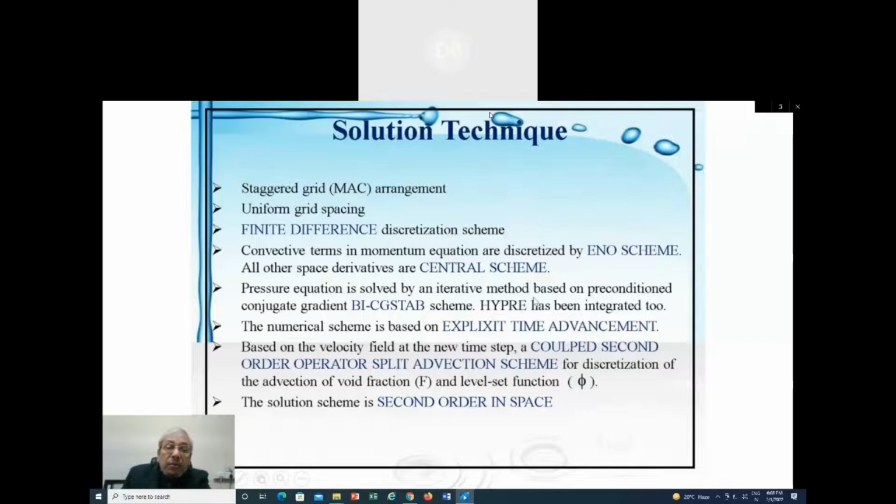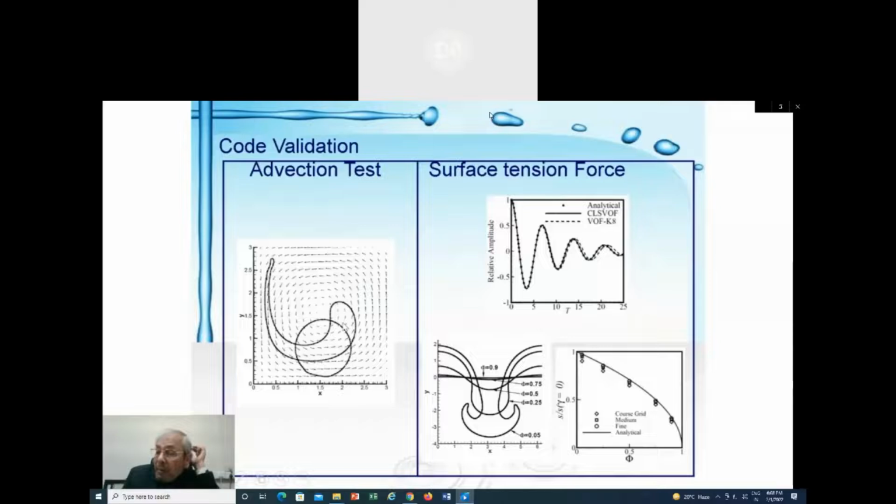The numerical scheme is based on explicit time advancement. Based on the velocity field at the new time step, a coupled second order operator split advection scheme is used for advecting the void fraction. So then the algorithm is tested on several model problems.